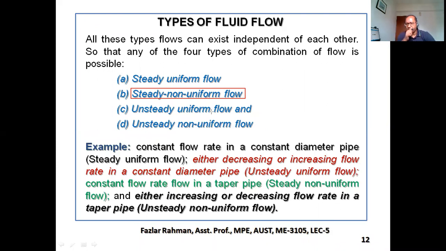So what is the example? Say you have a constant flow rate in a constant diameter pipe. If you have a pipe with a fixed diameter, that will be steady uniform flow. Because its diameter is the same, all the fluid particles will travel with the same velocity, and velocity will not change with respect to time. So the fluid particle right over here will travel the same distance as the one right over here, if the diameter is not changing. So that is an example of steady uniform flow.